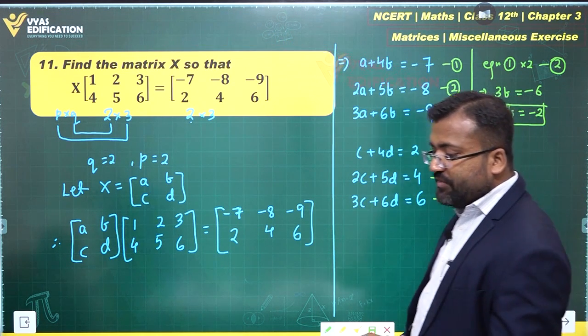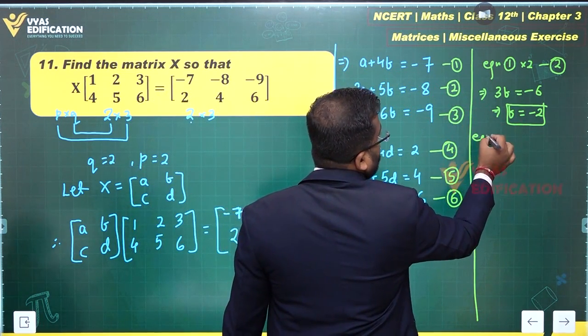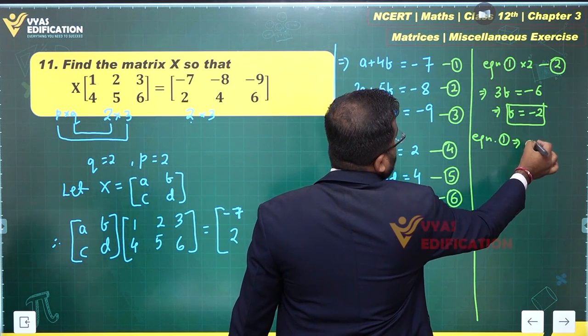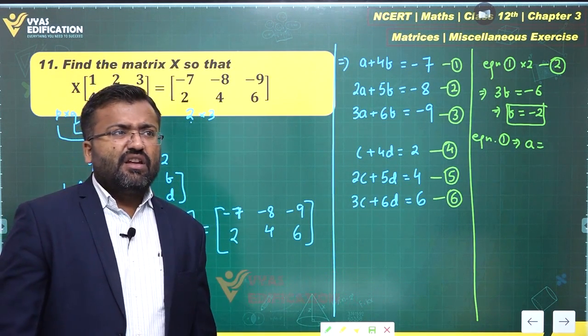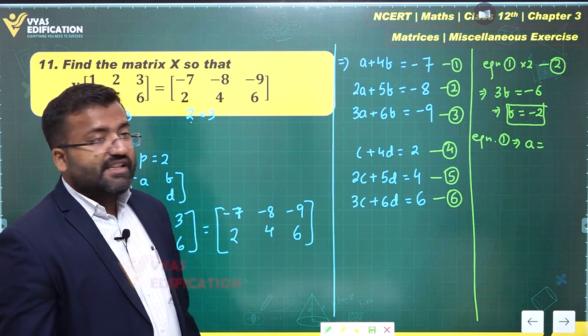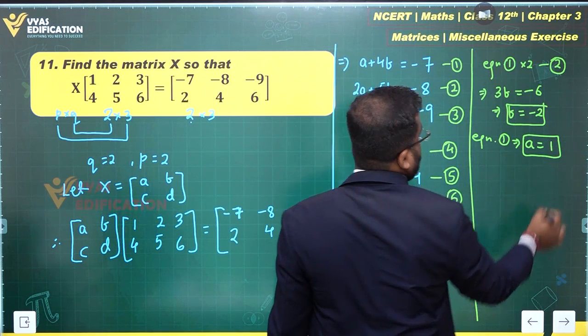Once we obtain B equals minus 2, we can solve for the value of A very easily using equation 1. It gives me A equals minus 7 minus 4B, minus 7 minus of minus 8. What will that be? 8 minus 7, which is 1. This will give me A equals 1.